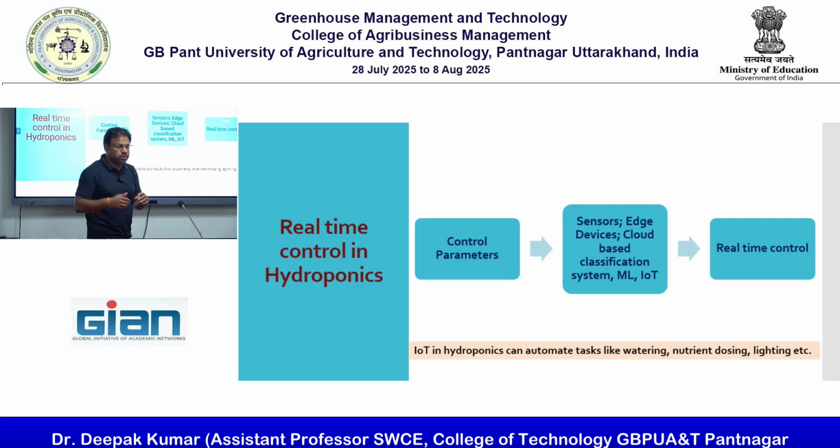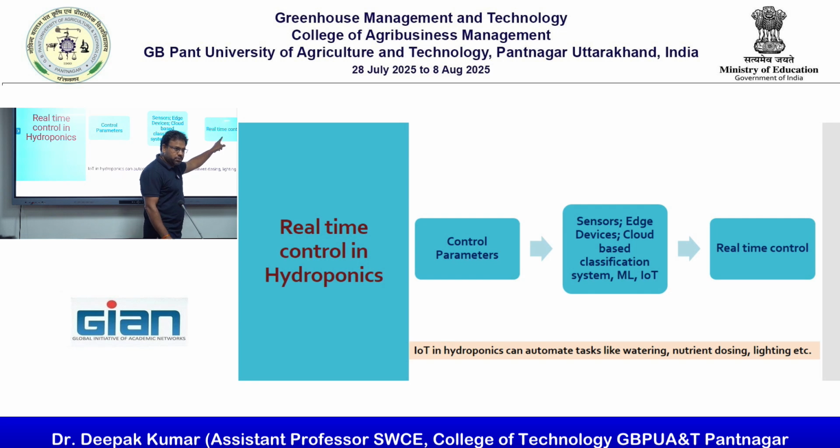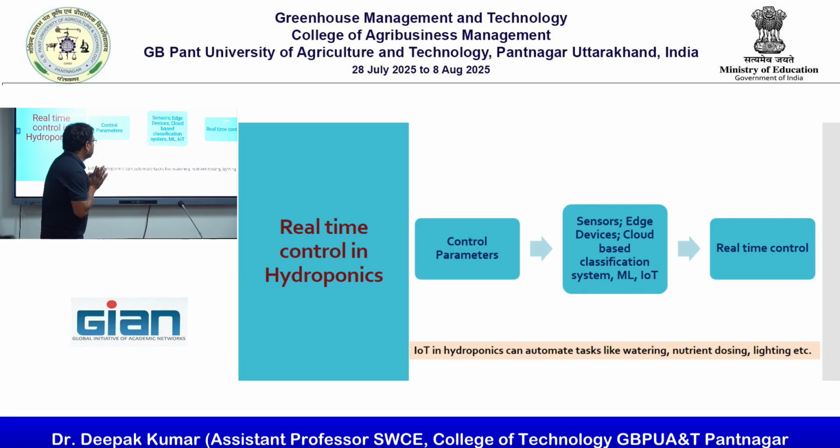Certainly, we need some sensors. We use some edge devices, a cloud-based classification system. We will talk a little about this portion. I am here to talk about this portion, isn't it? How we can control the real-time system in hydroponics, isn't it? So, we will talk about the algorithm which controls it. Basically, IoT in hydroponics can automate tasks like watering, nutrition dosing, lighting, etc.